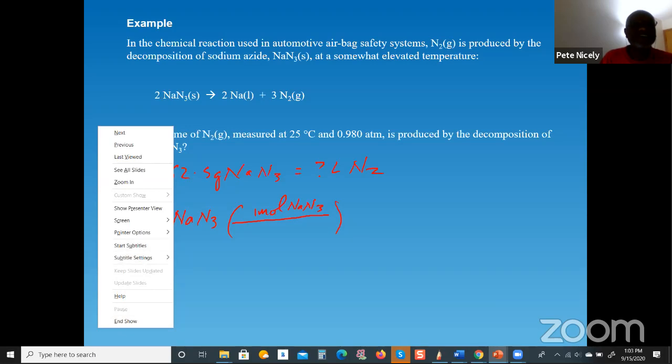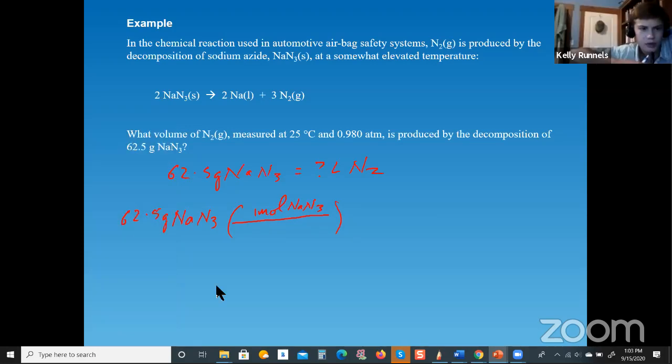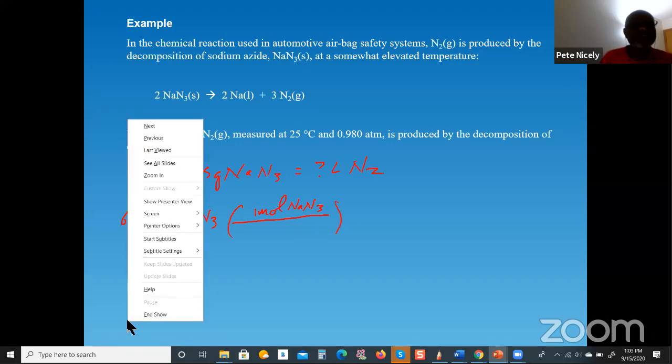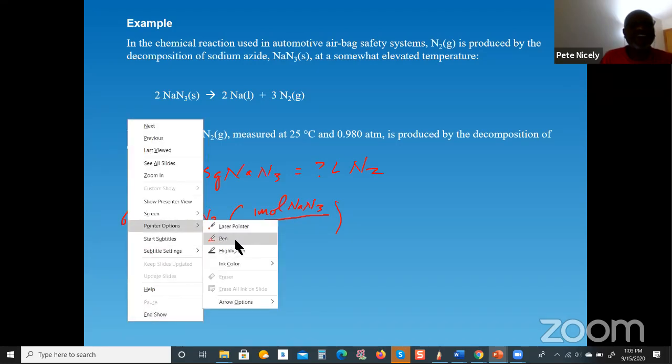Okay. You could try pointer options. Where is that? Oh, let me see. Where is it? Oh, pointer option. Right, okay, there. Thank you.